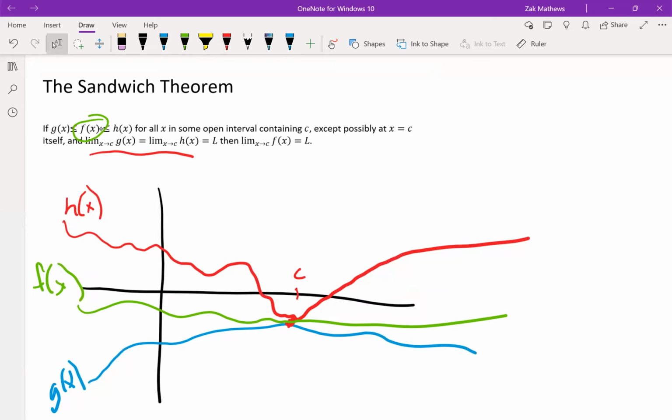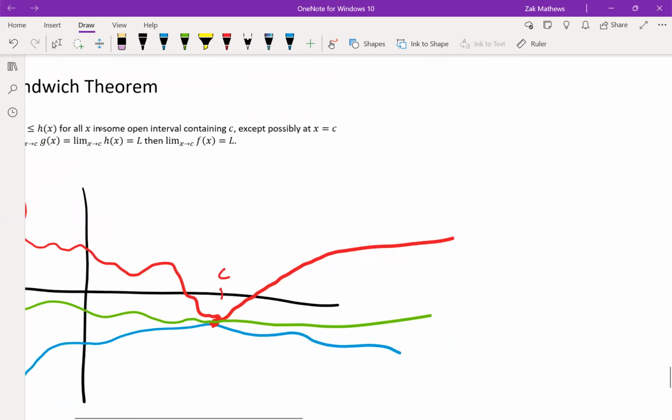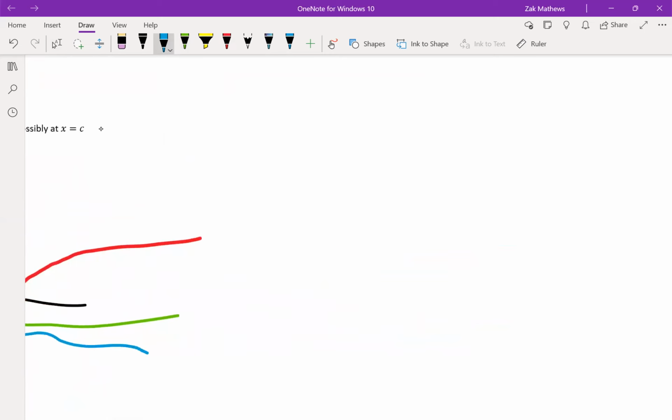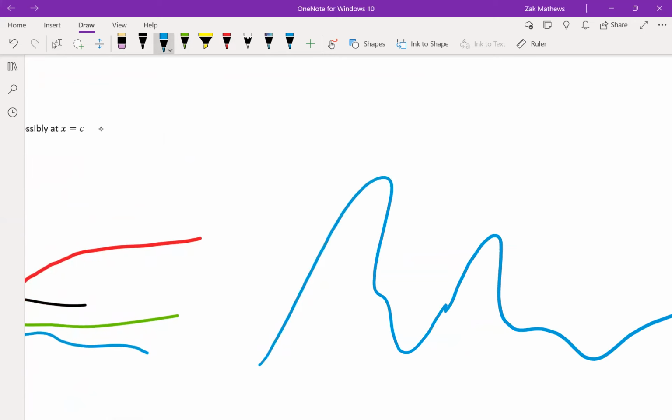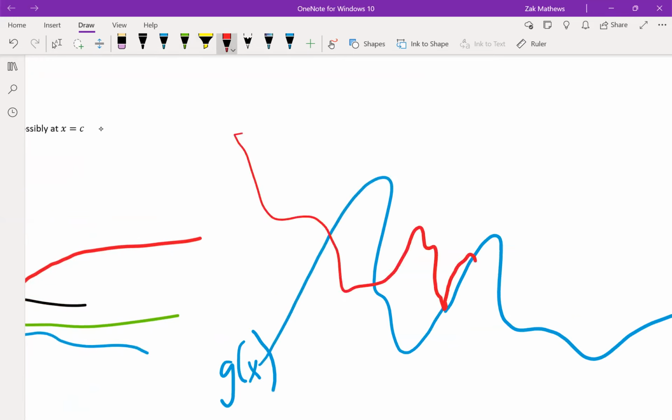Now, what this does require us to know is that we have an inequality, and that those two outer functions are converging to the same value at that point. Then we know the in-between value also converges. Now, I do want to pick up on this "on some open interval containing that c." It could be that they are not always doing the same thing. So we might have our g of x that's sometimes higher and lower than the h of x.